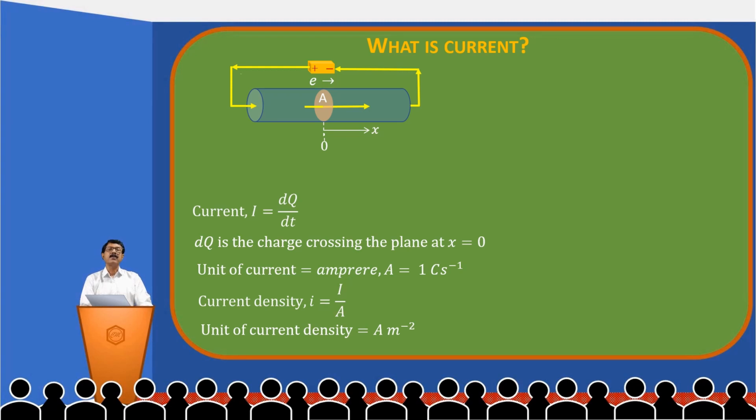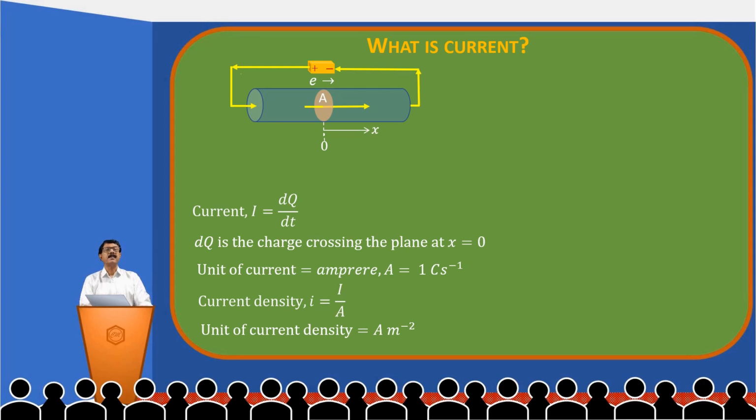This depends on 4 factors. They are the number of carriers per unit volume, cross-sectional area, charge on each carrier, and average carrier speed. Consider once again the water in a pipe analogy. The water pressure in the pipe will be analogous to the electrical potential.